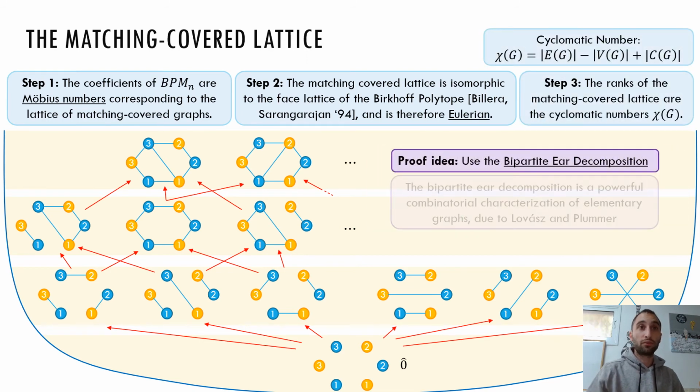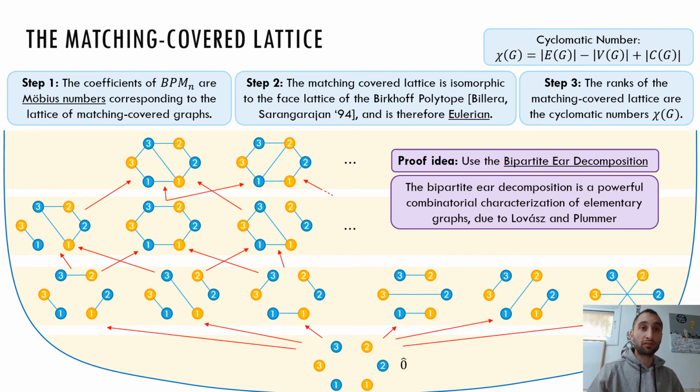Finally, we simply compute the Möbius function of this lattice. For any Eulerian lattice or any face lattice of a polytope, the Möbius function is uniquely determined by the ranks of the lattice. We show that the ranks of our lattice are given exactly by the cyclomatic numbers, and for this proof we use the bipartite ear decomposition.